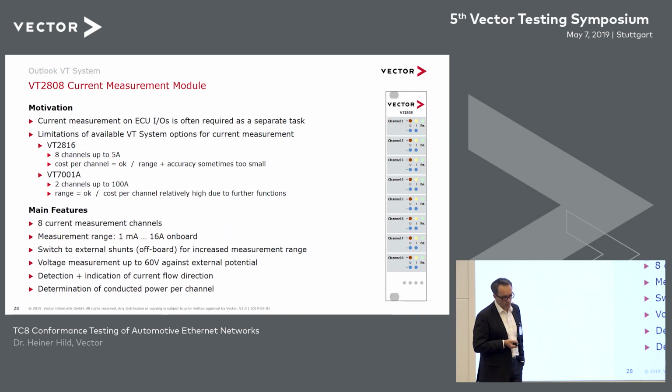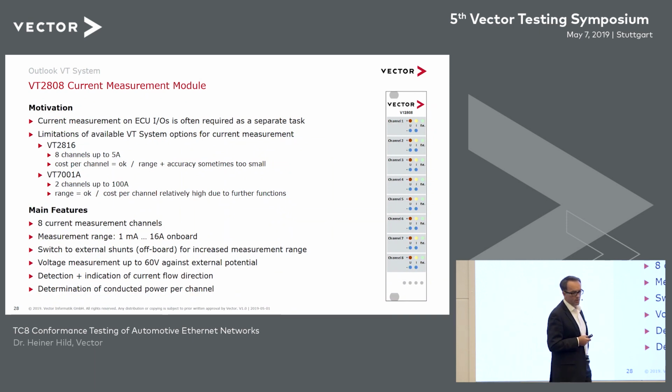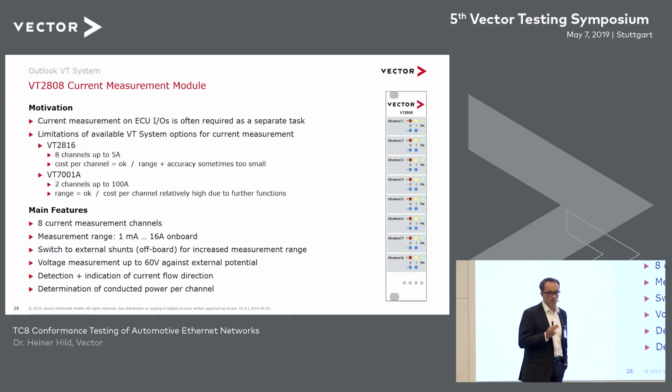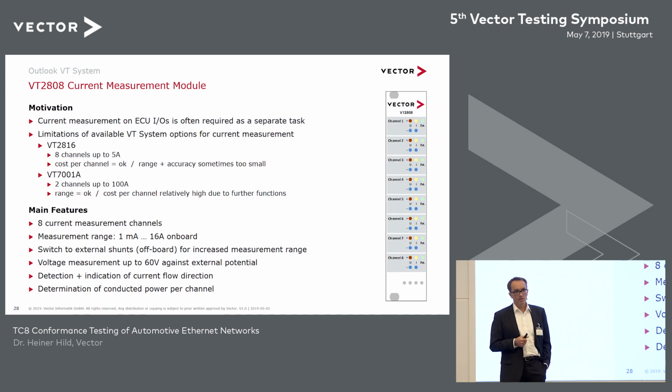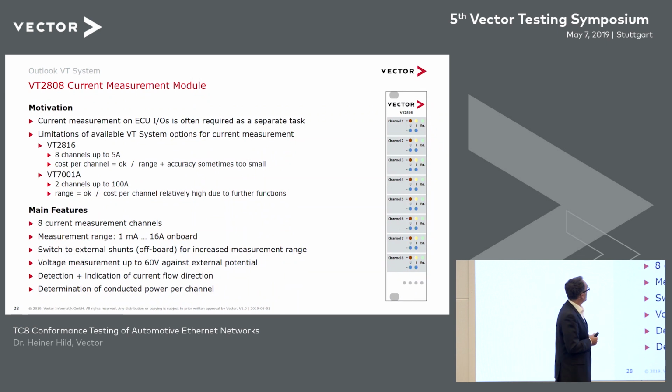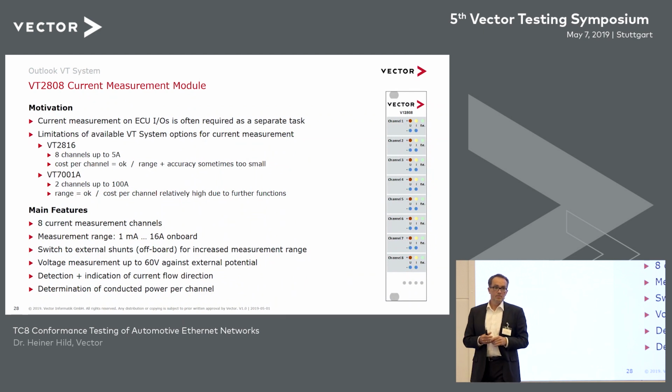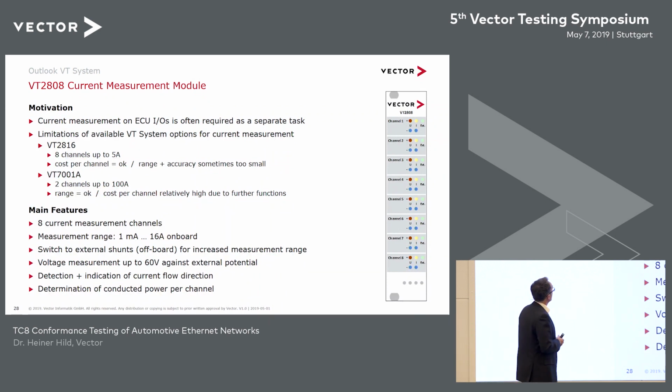Then we are working on another module where a prototype already exists that covers the gap, 2808. It's a current measurement module that closes the gap between the current measurement capability of the 7001 and the 2816, so it offers 8 channels with high accuracy. I won't read everything out. We go from about 1 milliampere to 16 amps on 8 channels independently, then current and voltage.